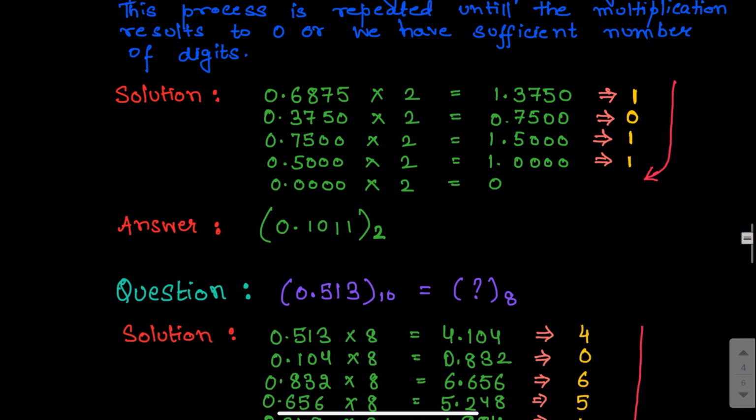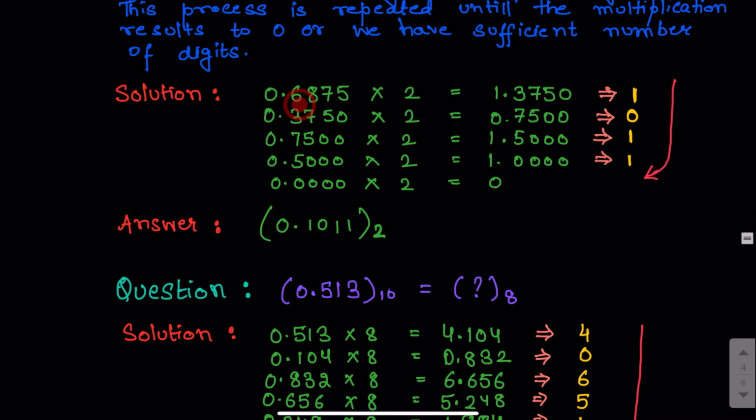Following this procedure, if I do the conversion, 0.6875 multiplied by 2, I get 1.3750. I save 1 because that is before the decimal, and I take forward the new fraction to the next step. 0.3750 into 2 becomes 0.7500. I save 0, carry forward 0.7500 to the next step. I get 1.5. I keep 1 with me. Then I multiply 0.5 again with 2, I get 1.0. So now after the decimal you are getting all zeros. So even if you continue this multiplication process, nothing will change. You are going to get zeros only.